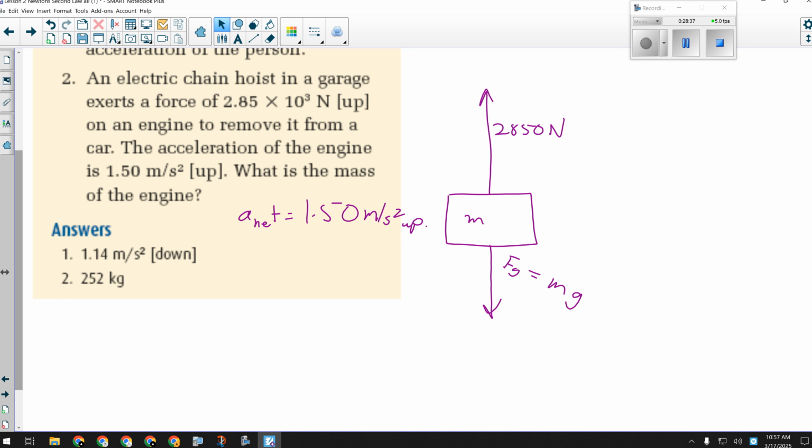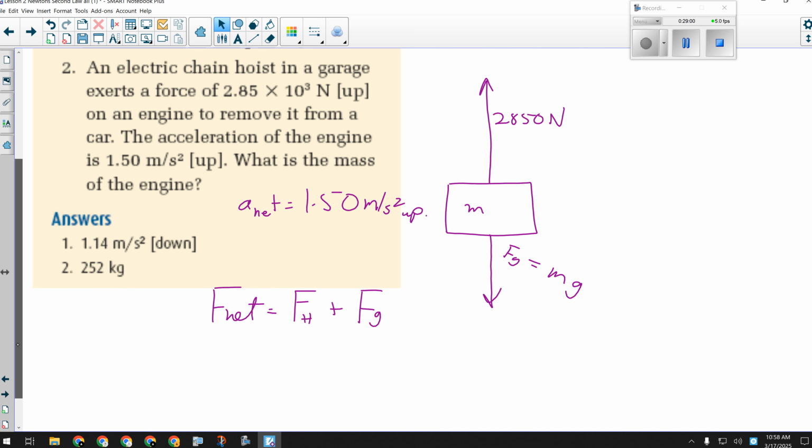Is this still true? So F_H will be the force of the hoist. F net is still the vector sum of all forces, even if I don't have them all, right? If that's still true, I can still write that. Okay. Can I expand this out?